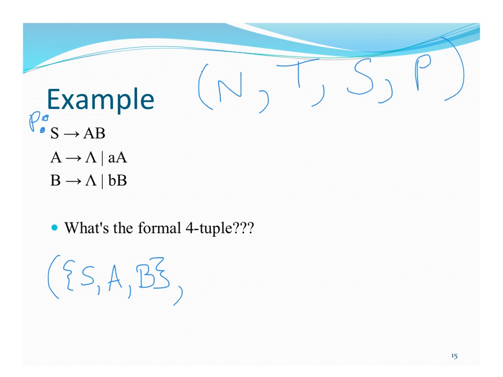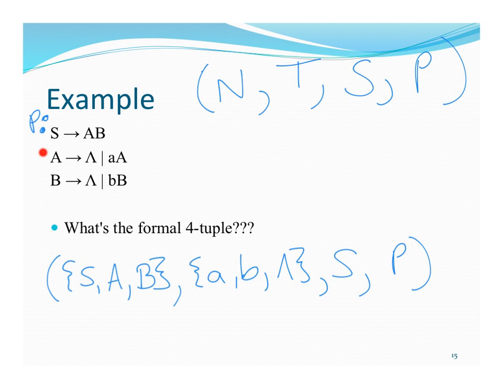My terminals are the letters of the alphabet and also lambda, if it exists in here, that could possibly be derived from my non-terminals. So in this case, I have a, I have b, and I have lambda. My start symbol is going to be S, and my production rules, I'll just write P because I defined P up here, right?